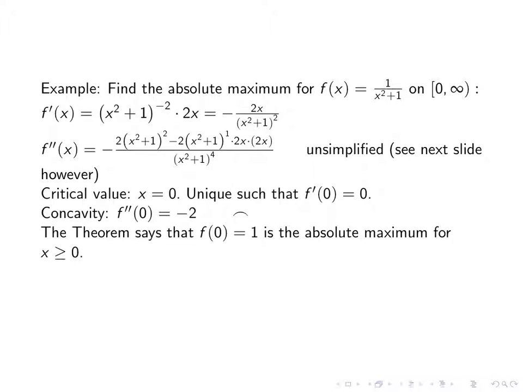So what does that tell you? Well, it says that if you just picture this, f of 0, which is equal to 1 plugging into the original function, is the absolute max. Again, you think of the shape, horizontal tangent plus concave down suggests an absolute max. And the theorem says that is the absolute max for the function, here defined on this half line.